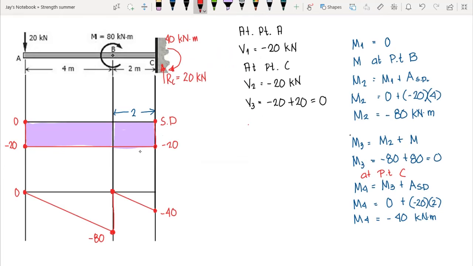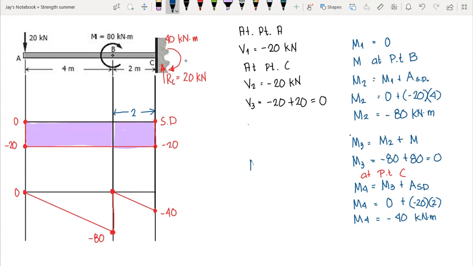Now to check if our moment diagram closes, take note, we have our moment here, it is 40 kilonewton meter reaction, and then it is acting clockwise, as what you can see here. That means it is positive. So therefore, let's compute our moment 5.